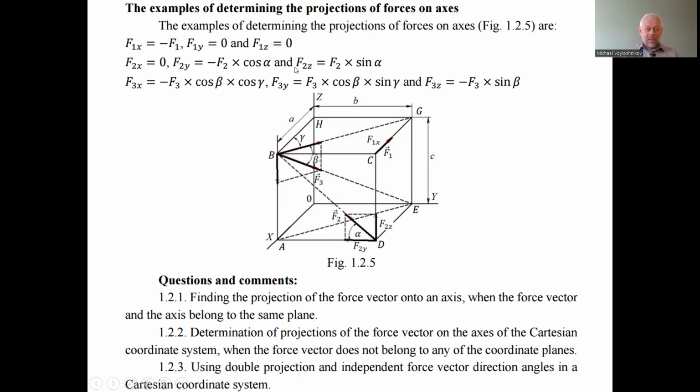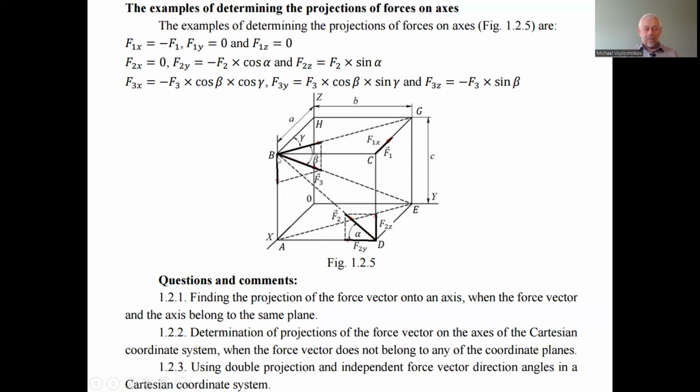And next is the projection of F2 on the axis z. The projection F2z is the product of the magnitude of the force F2 by the sine alpha, and it is in the same direction as the axis z, so we have the plus sign, or no sign.